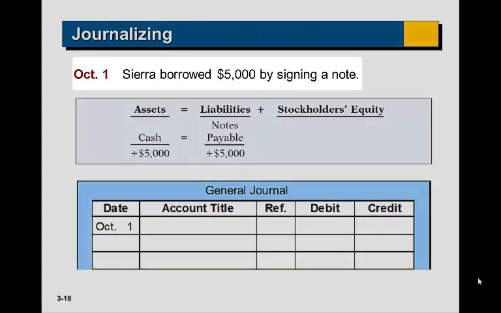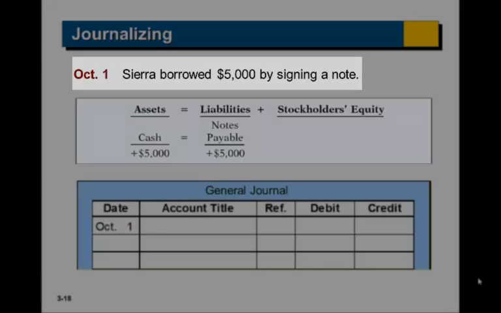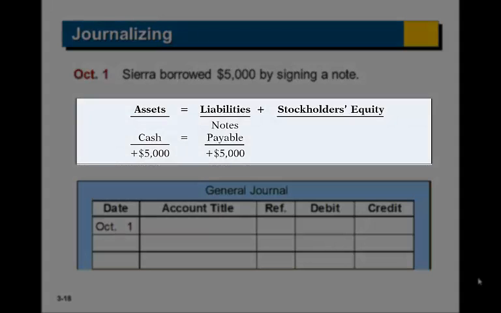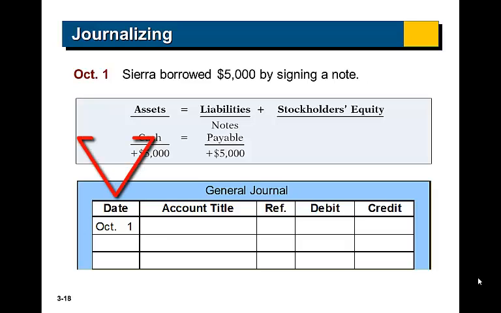Let's look at the second event. On October the 1st, Sierra borrowed $5,000 by signing a note. We know from the transaction analysis that it is an accounting transaction. Cash and notes payable are affected. The cash balance is increasing, as is the notes payable balance, each by $5,000. Look to your chart to see that cash as an asset should be debited and notes payable as a liability should be credited. We date the transaction.